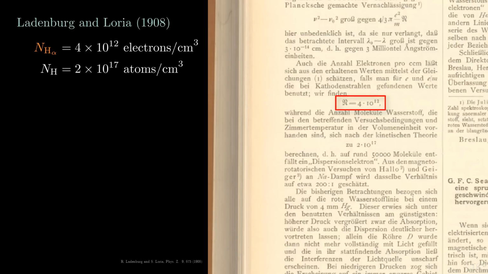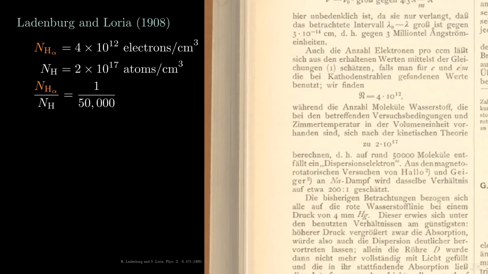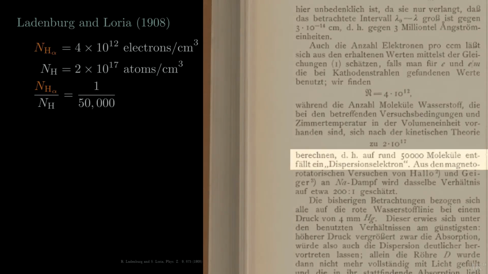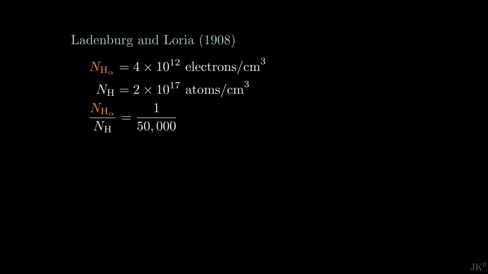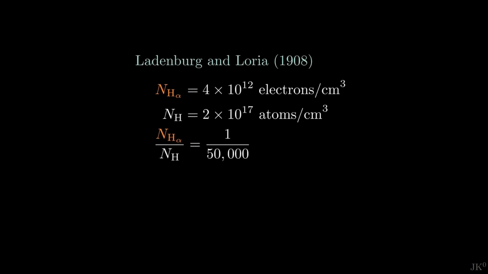They could measure the density of hydrogen in their apparatus with great accuracy. They found it to be 200 quadrillion atoms per cubic centimeter. This means that only 1 in 50,000 electrons participate in dispersion. Since not all electrons in the gas appear to participate, they call these active electrons dispersion electrons. But why such a small fraction? Why do only a few electrons resonate while the majority appear to be unaffected?